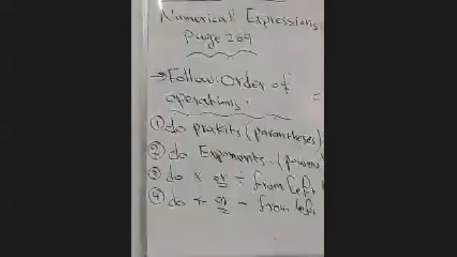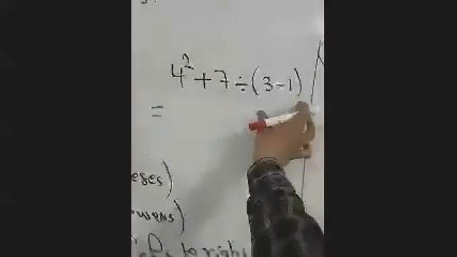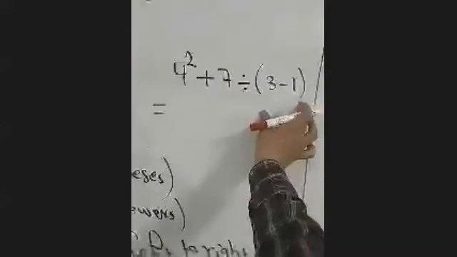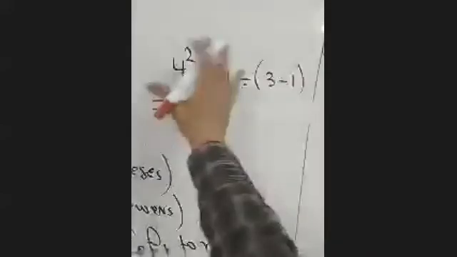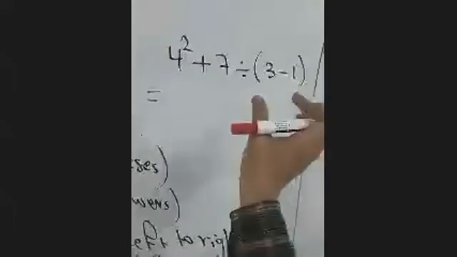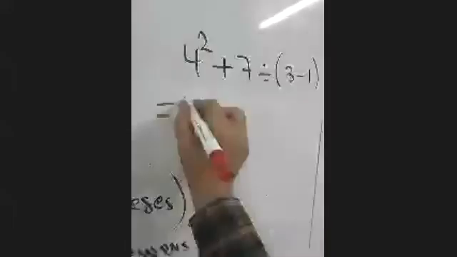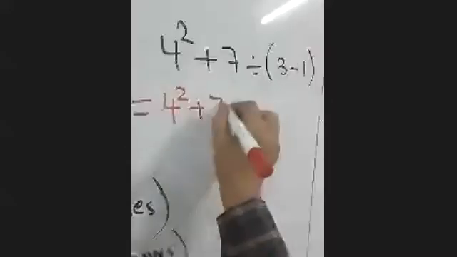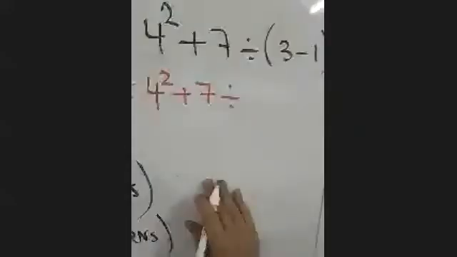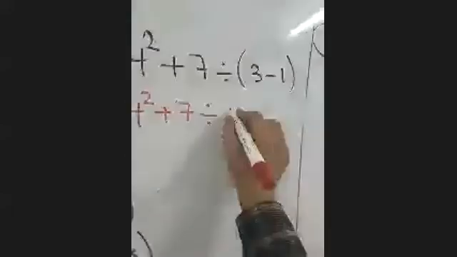We call it parenthesis, but I don't care. You can say bracket or parenthesis. Now here, where is the parenthesis? This is the parenthesis, and this is the first thing we will do. So the first step, I'll do the parenthesis, and all the other things will come down the same. So we have 4 to the power 2 the same, plus 7 divided by. Now I'll do the bracket: 3 minus 1 is 2. I did the bracket.